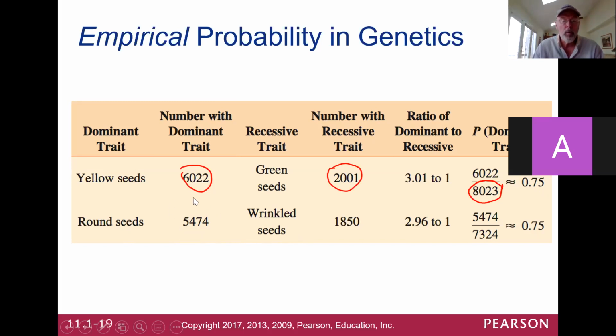Same thing for the round seeds. We're adding this number right here to this number right here to give us a denominator of 7,324. And if we took this value here, this would be 0.75 in terms of probability. Questions about that?